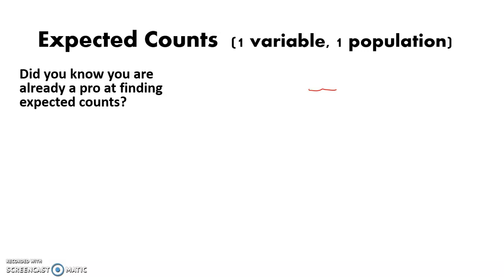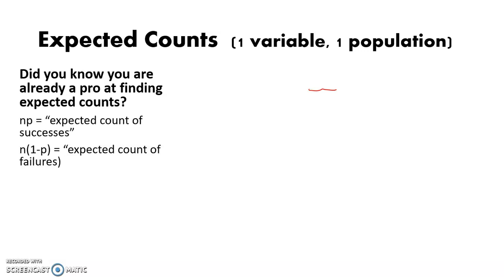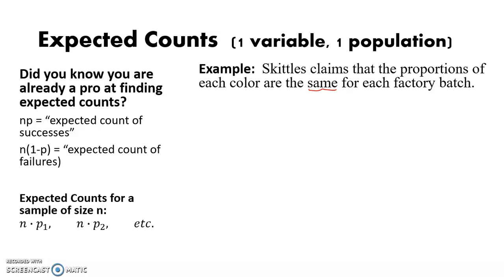So in order to be able to find this value, you have to be a pro at finding expected counts, but you are already a pro. So n times p is the expected count of successes, and n times 1 minus p is the expected count of failures. So we've been doing this for 3 chapters now. You just have a few more. So when we're talking about expected counts for a sample of size n, we're talking about n times p1 and n times p2, etc. So we would just do those with all of those proportions.